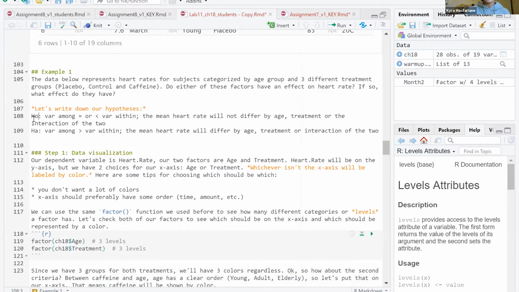So our null hypothesis is the same as with the one-factor ANOVA. Our variance among is equal to or less than our variance within. Our alternative is that our variance among is greater than our variance within. Specifically for this problem, our null hypothesis is that the mean heart rate will not differ by age or by treatment or the interaction between the two. Our alternative is that the mean heart rate will differ by age, treatment, or the interaction between the two.